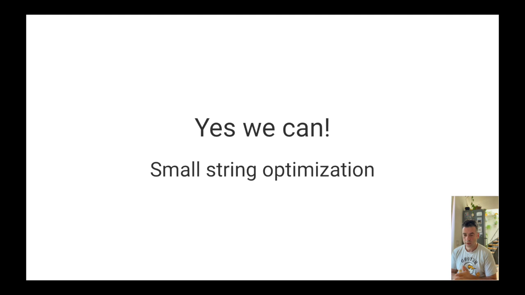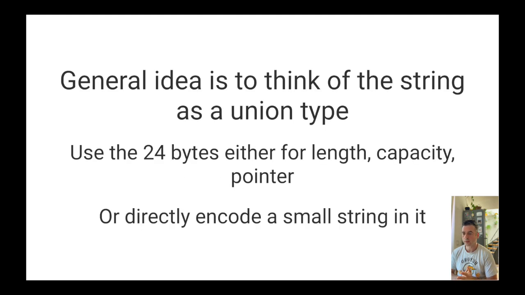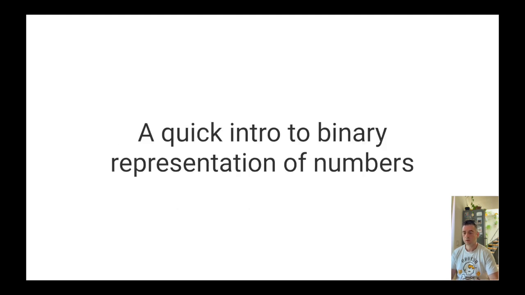Oh, of course we can. Small string optimization would be a good idea here. So what does it mean? The general idea is to think of the string as a union type, I'm talking about union from the C definition. So what we want to do is use the 24 bytes either for the length, capacity, and pointer, how we do it now, or directly encode a small string in it, right? So if we have this string hello fire, we would encode it directly. But first I will show you how we do it.